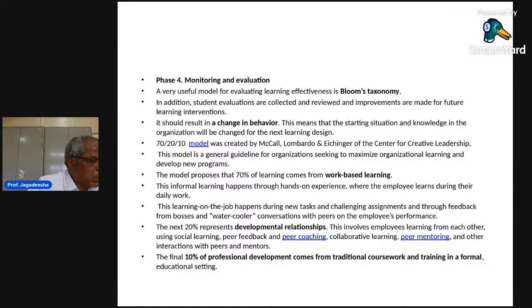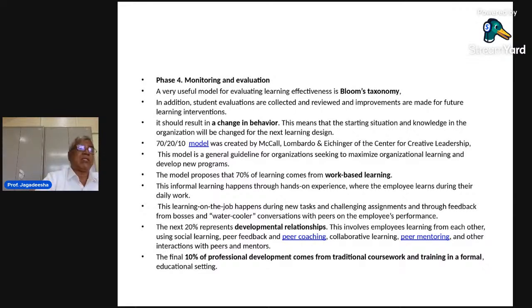There is one model called 70, 20 and 10. This model was developed by McCall, Lombardo and Eichinger of the Center for Creative Leadership. This model proposes that 70% of the learning comes from work-based learning. That means if a trainee works directly on the machine, the knowledge, skill and attitude will increase to the extent of 70%. That means hands-on experience.